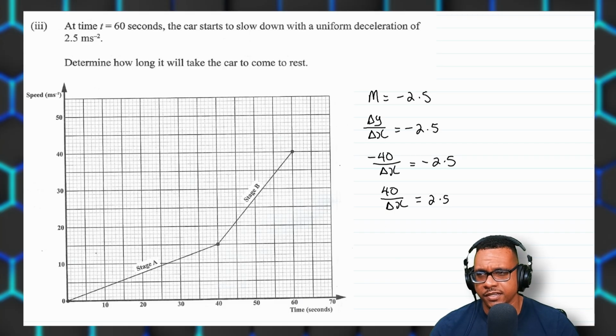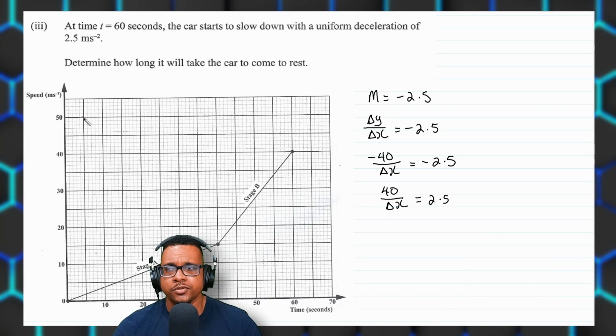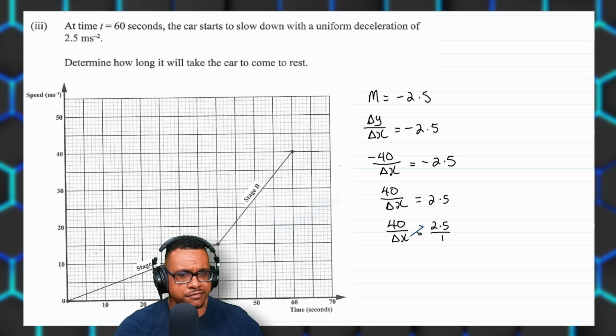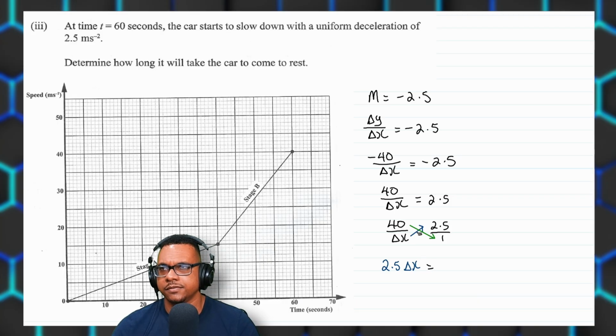So with that out of the way, what we want to know is the change in x, which is the horizontal distance, which will give us the time it takes to decelerate. So we can do some simple cross multiplication here. We can just put the 40 over the change in x is equal to 2.5 over 1. We multiply change in x by 2.5. So we have 2.5 times the change in x. And you multiply the 40 by 1. And that will be equal to 40.